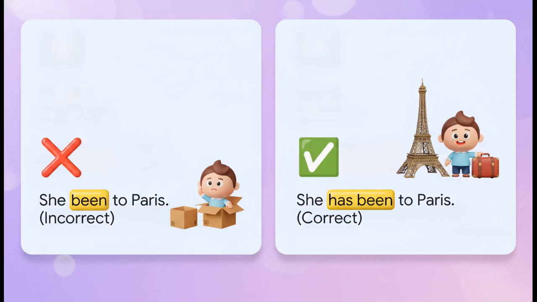Just before we finish up, please look at this one last, very common mistake. You might see someone write, she been to Paris. This is incorrect. Students often write the subject and the past participle, but they completely forget the helper verb. The correct sentence is, she has been to Paris. You must always include has or have. Never forget your helping verb.